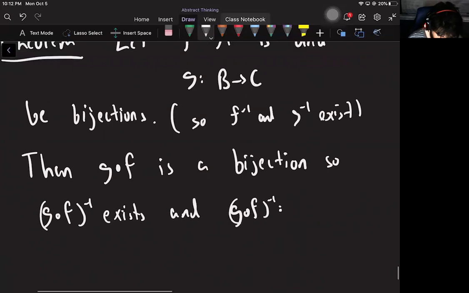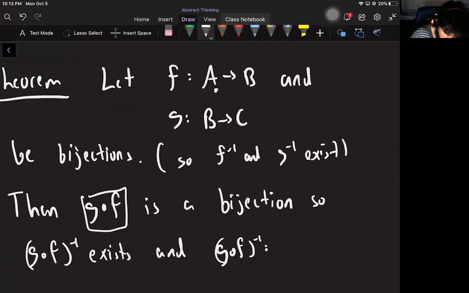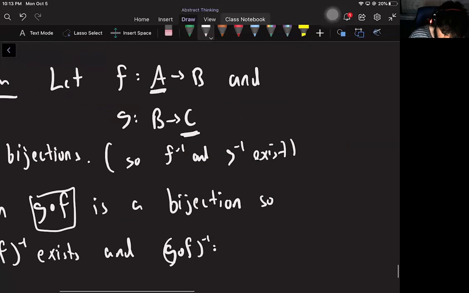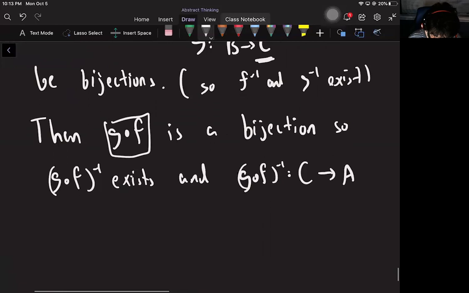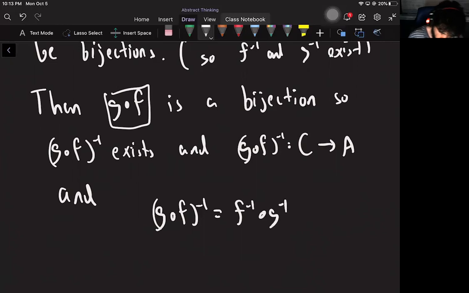I guess I might as well say what it goes from and to. Well, where does G compose F go from and to? Well, it starts at A and goes to C, so that means that the inverse of that should go from C back to A. Okay. And most importantly and most interestingly, the inverse of this composition is equal to doing the composition of the inverses in reverse order. So that's the really weird part.